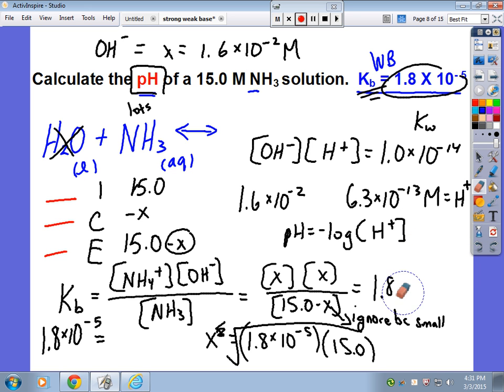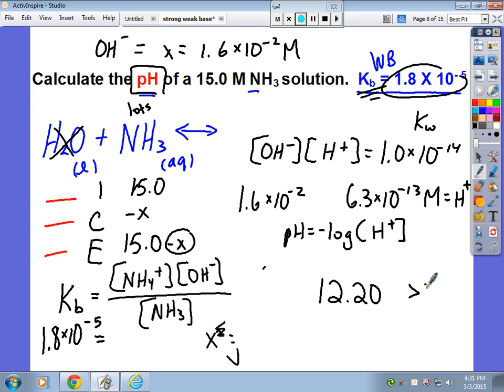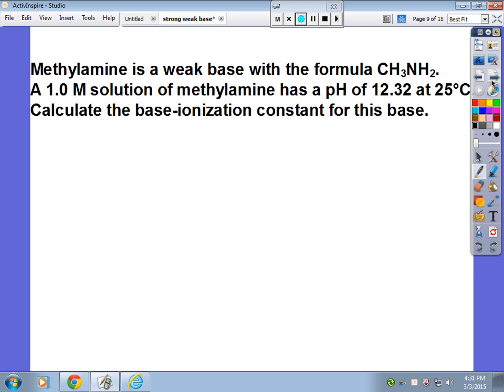And I'm going to go ahead and get a value of 12.20. And that's my pH. And that tells me that I have a base because it's greater than 7. Right? Okay, so let's do another one.